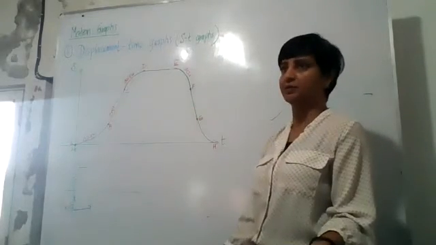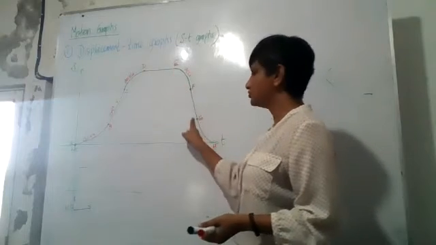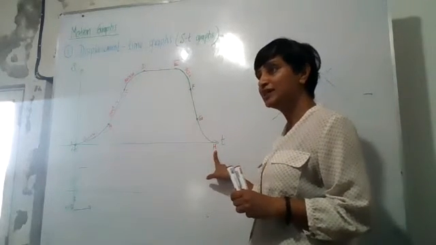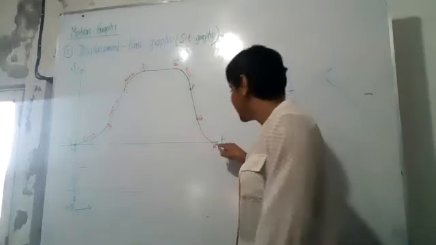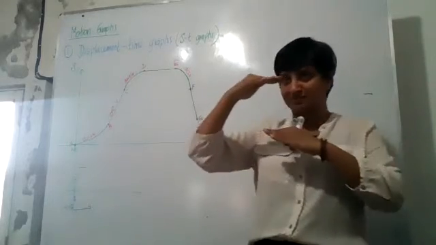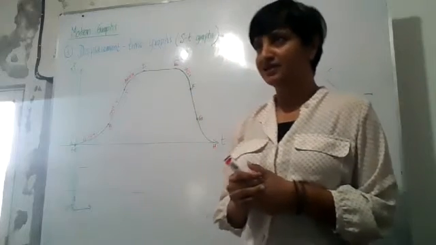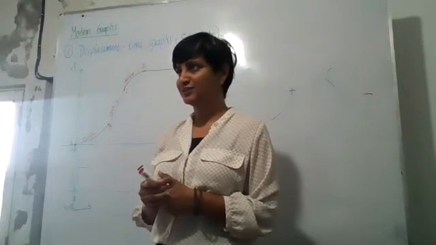Coming back, you can just say coming back, returning. F to G, coming back at constant speed, G to H, coming back with retardation, finally looks like stopping, this gets flat. Is that clear? Madara, is that clear to you?